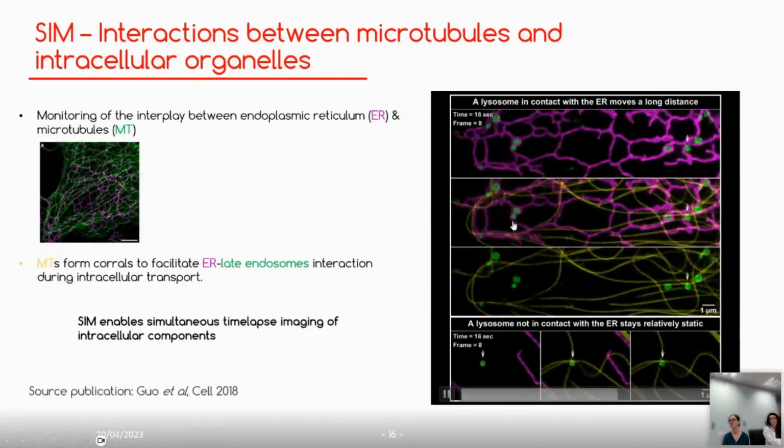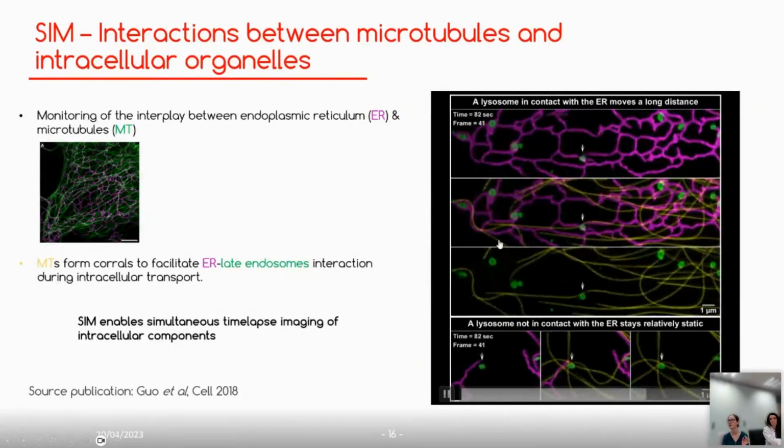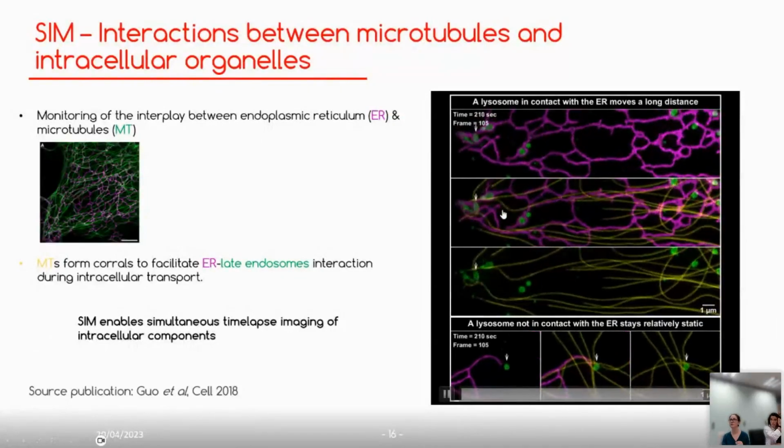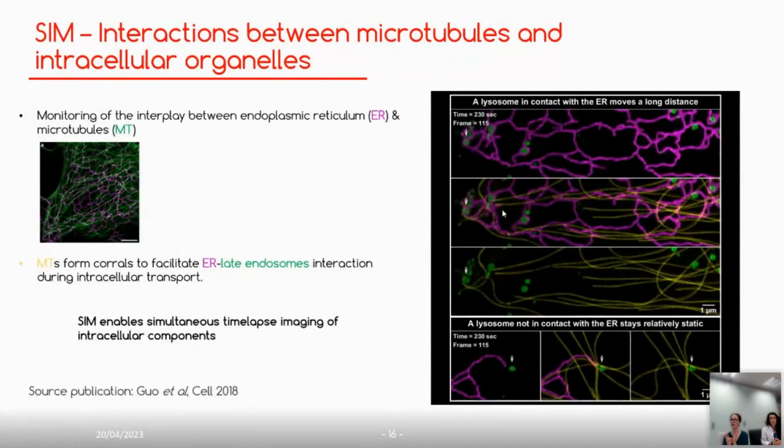And you can see some endosomes really moving along the microtubules and then being closely circled by endoplasmic reticulum. And by applying this microscopy technique, they have been able to catch this very transient phenomenon during intracellular trafficking with a very high resolution, not accessible with other light microscopy, wide field microscopy techniques.